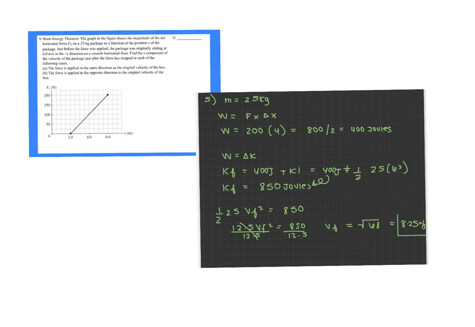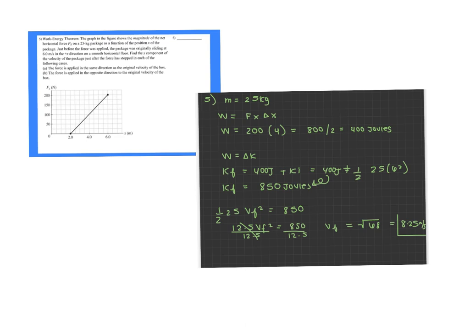So the kinetic energy final equals the 400 plus the kinetic energy initial. And kinetic energy is basically 1/2 of the mass times the velocity squared. And it gives us the velocity, so we go ahead and plug in those numbers, and we have the kinetic energy final equals 850 joules.